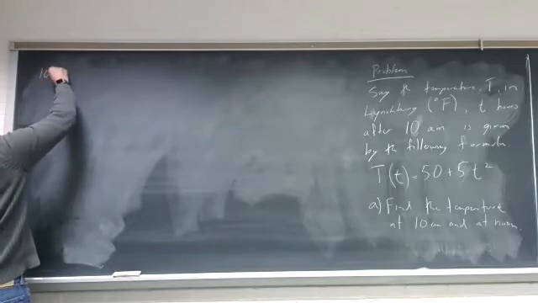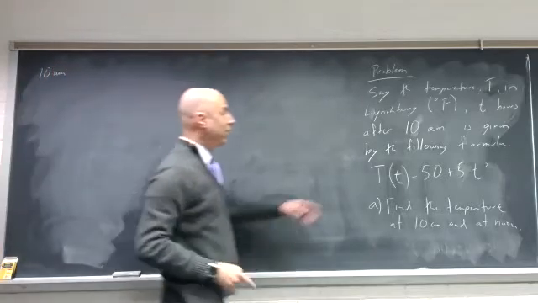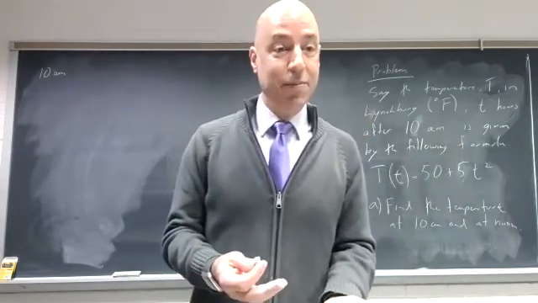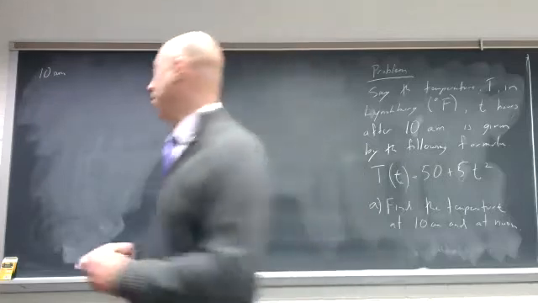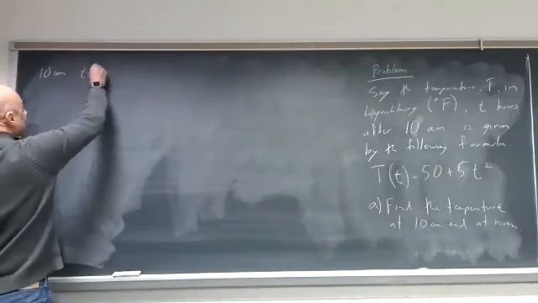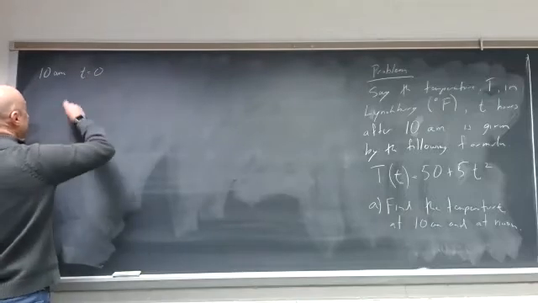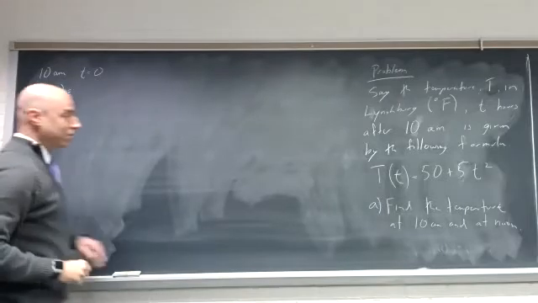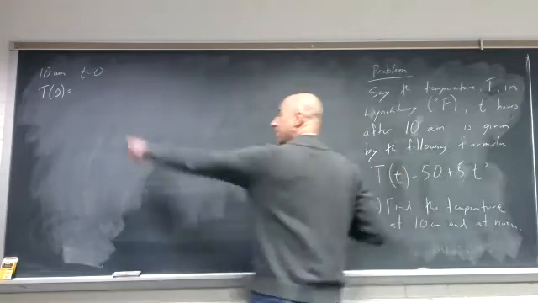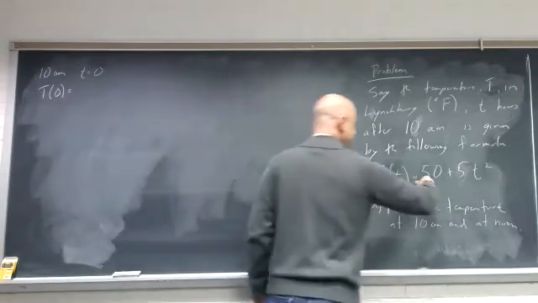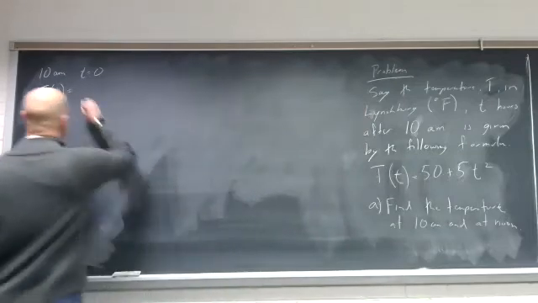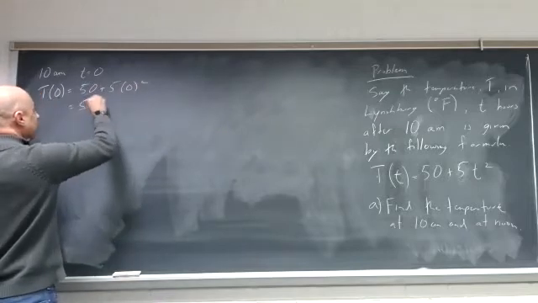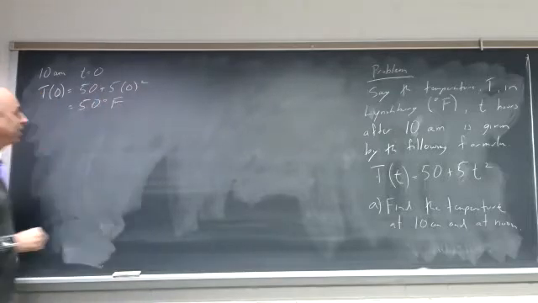So for 10 a.m., what's little t? So little t is the number of hours after 10 a.m. So what's little t at 10 a.m.? 0. Right, 0. So for 10 a.m., t equals 0, 0 hours after 10 a.m. And so capital T of 0, according to the formula, the temperature at time 0, the temperature at 10 a.m., is equal to 50 plus 5 times 0 squared, or 50 degrees Fahrenheit.